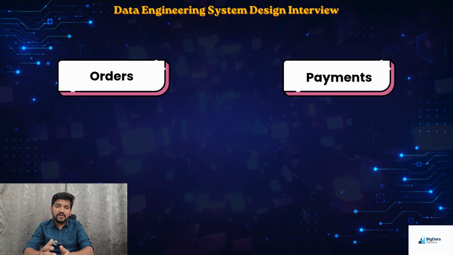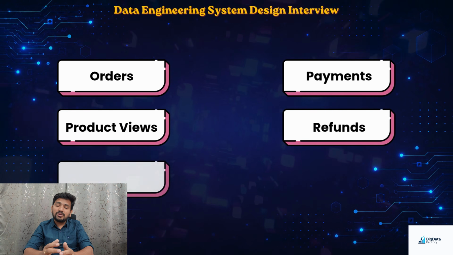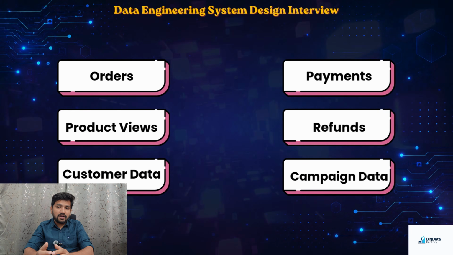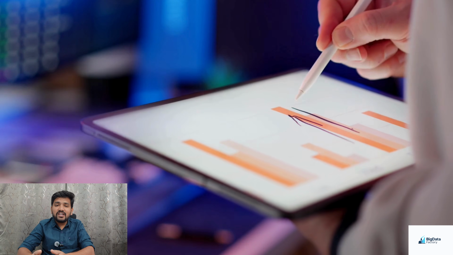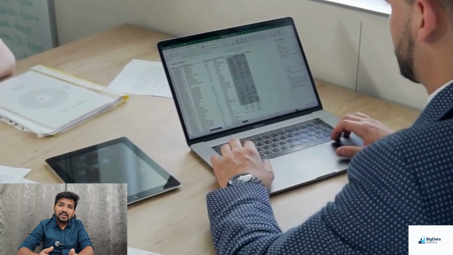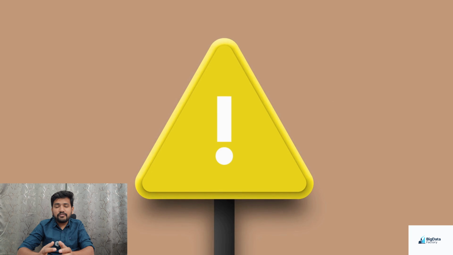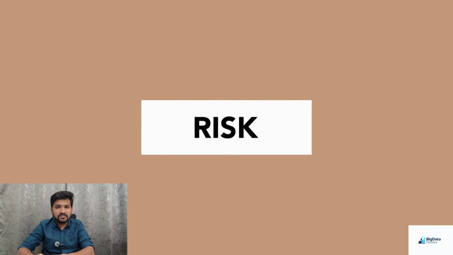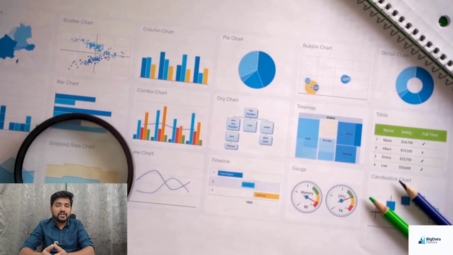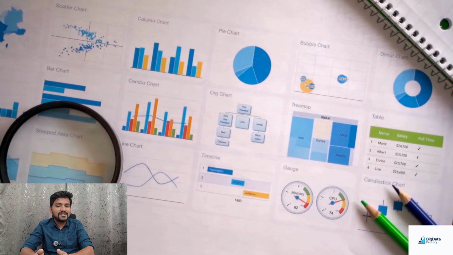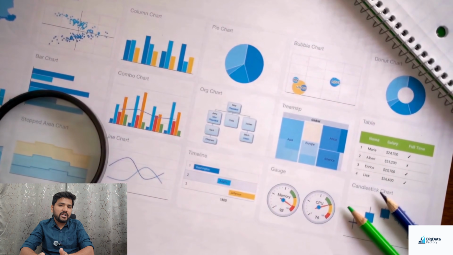So here is the question. Imagine you are designing a data platform for an e-commerce company. The company has orders, payments, product views, refunds, customer data, and marketing campaign data. Business teams want hourly revenue dashboards. Analysts want clean tables for reporting. The fraud team wants near real-time alerts for suspicious transactions. And leadership wants the system to be reliable enough that they are not asking why is the dashboard wrong every Monday morning. So the question is, design the data platform for this company.